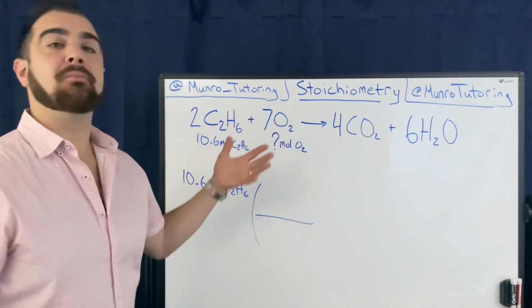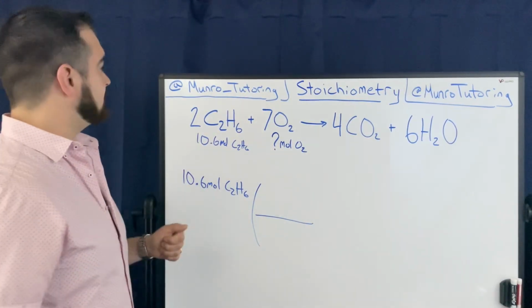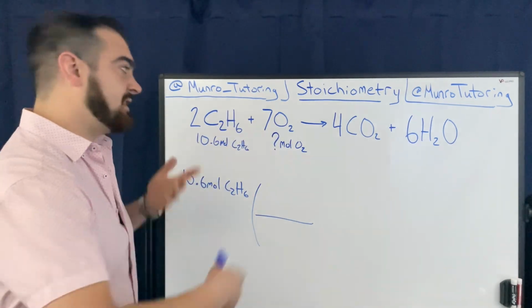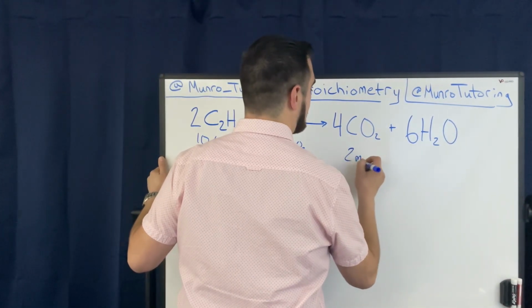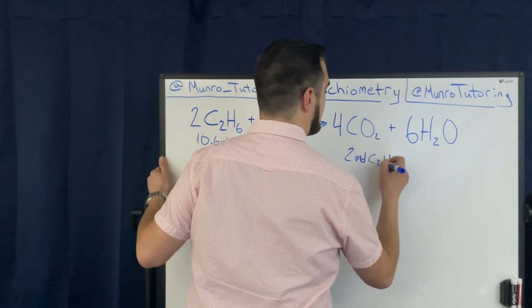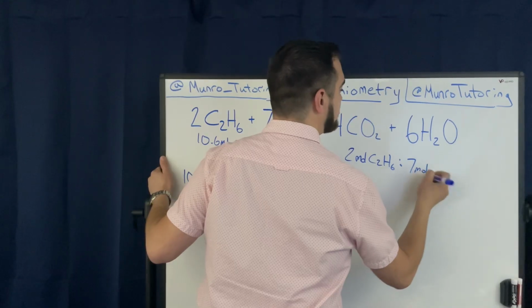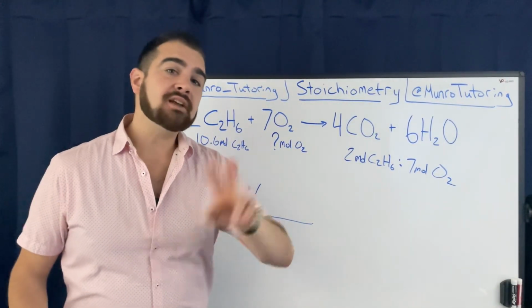And I want to know about moles of oxygen. So I just have to look at the chemical equation. There's 2 moles of ethane for every 7 moles of oxygen. And I like to write that out so I have a conversion factor written out. So I write 2 moles of C2H6 for every 7 moles of O2. Now, there's 2 ways we could do this.